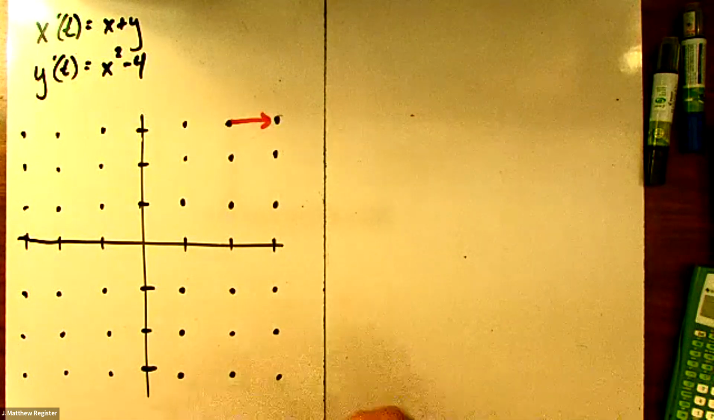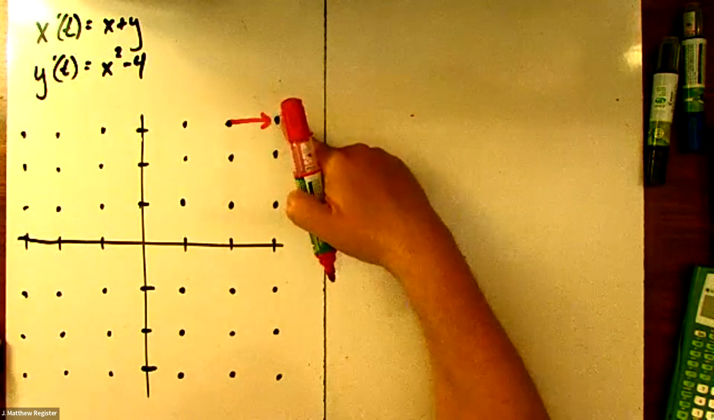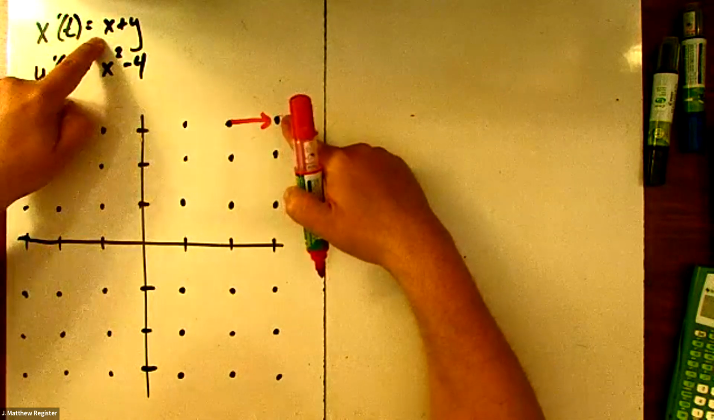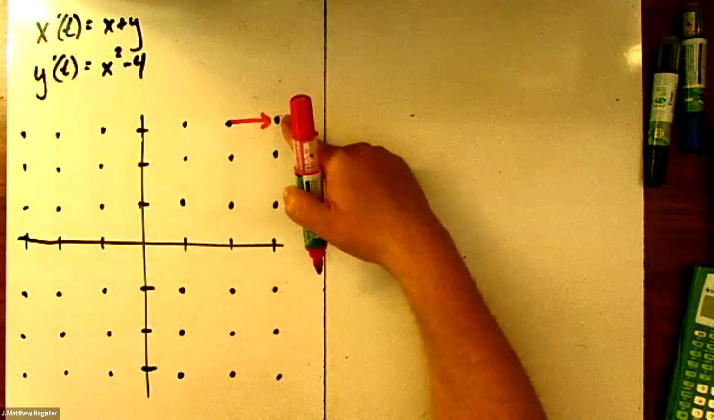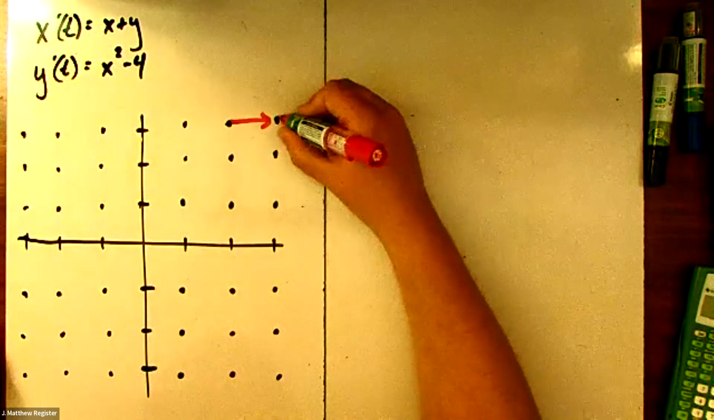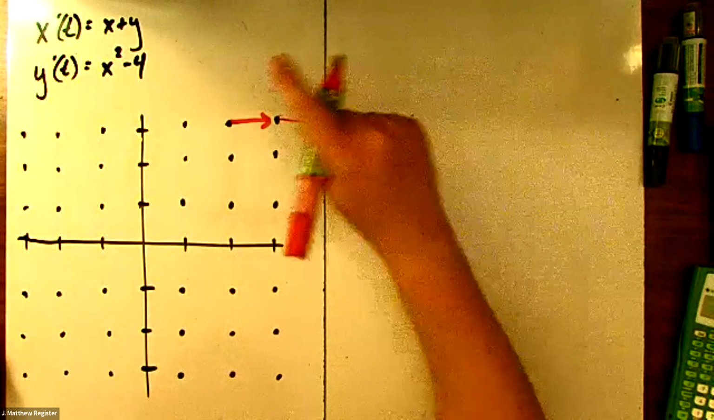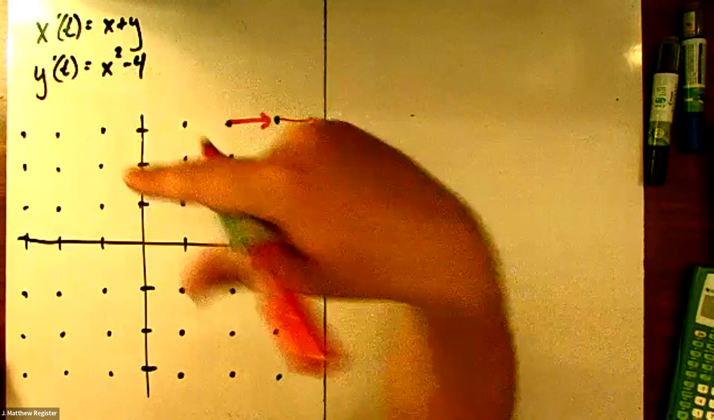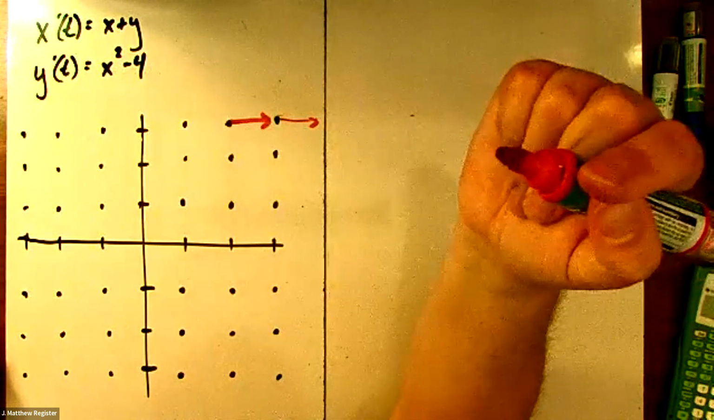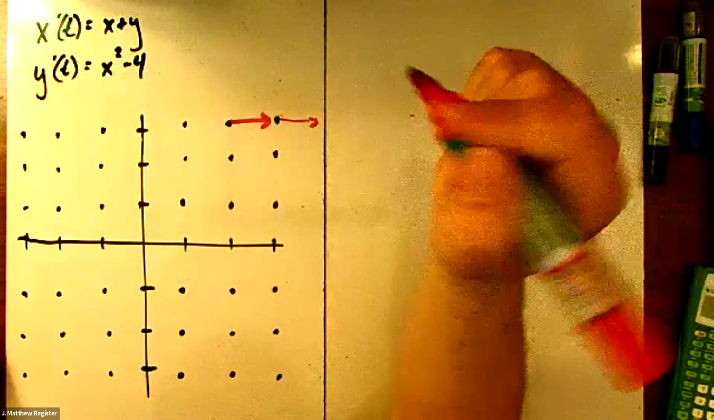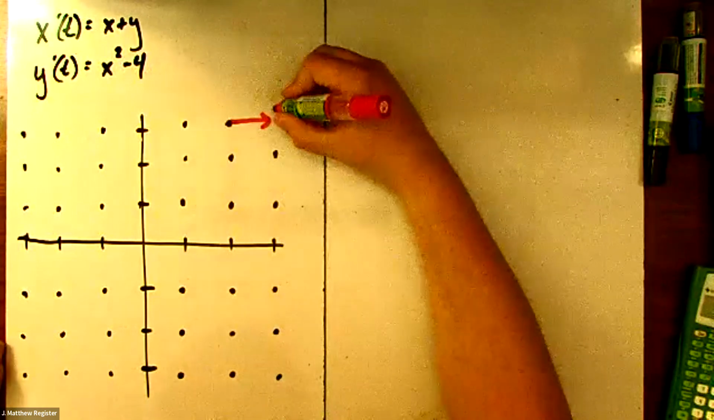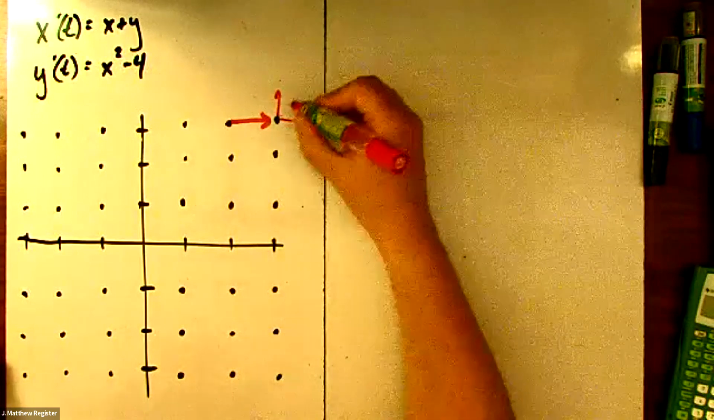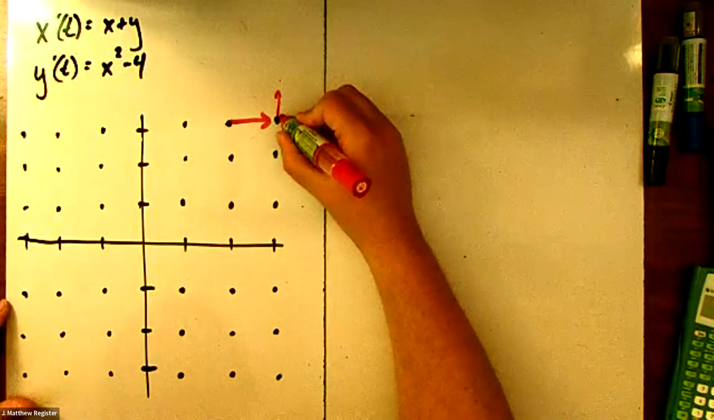So let's say that we do this one here at 3, 3. At 3, 3, we're going to be going 6 in the x prime direction. And so that's going to be going out here really far. But then we're going to be getting 3 squared minus 4, which is 9 minus 4, which is 5. And so we're going to be going 5 up. Since we're going 5 up and 6 across, it's going to be looking a little less than 45 degrees.